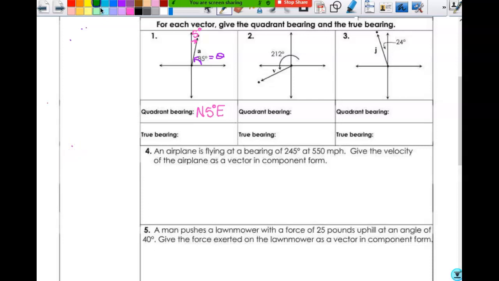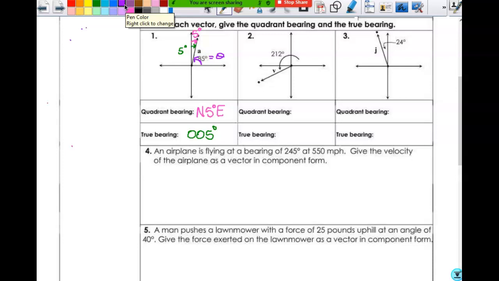My true bearing starts from true north and goes clockwise. Well, that has the exact same 5 degrees. But since it's true bearing, I have to use 3 digits, so it's 005 degrees. Everybody okay with that? All righty.